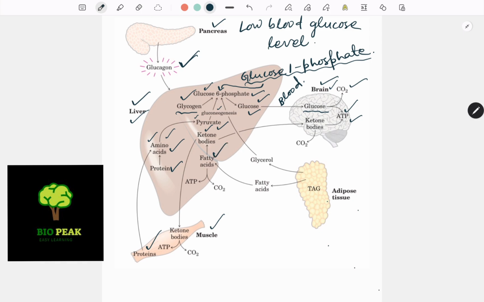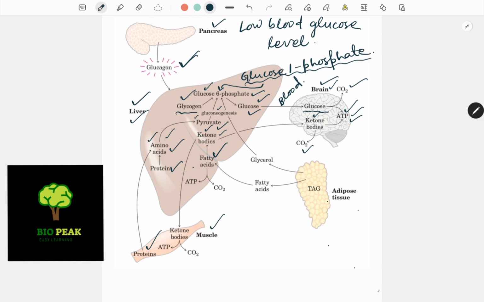The fatty acids present inside the liver generally are converted into ketone bodies. Ketone bodies via blood then go to the brain. After reaching the brain, these ketone bodies generally produce two types of products. They are ATP and CO2.